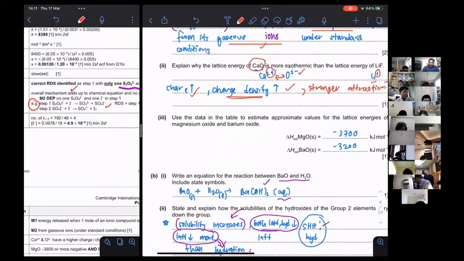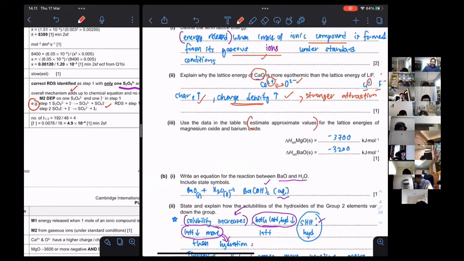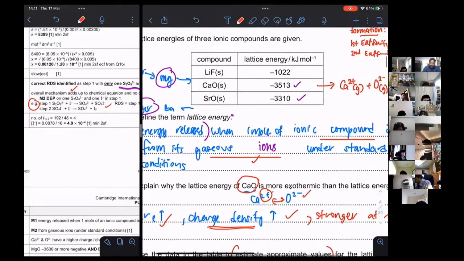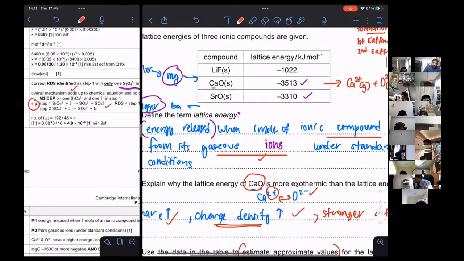Now, the next is to use the data and estimate. No need to focus too much on the values, they just want you to estimate. So they want magnesium oxide. If you look at your data booklet, your periodic table, magnesium is on top of calcium. So the charge is the same, 2 plus, and magnesium is smaller. The radius is smaller than calcium.